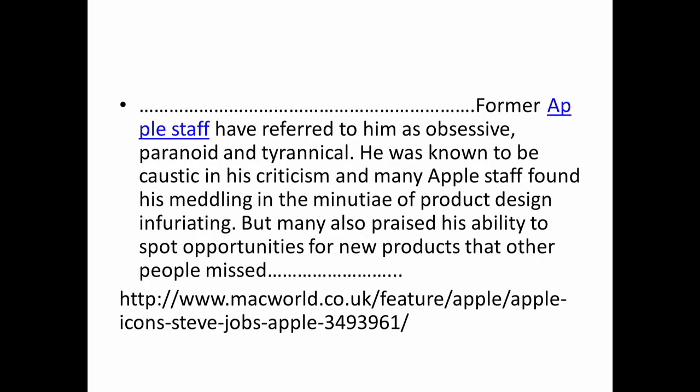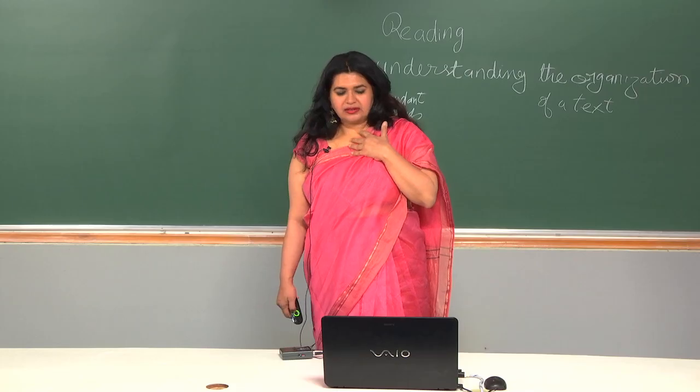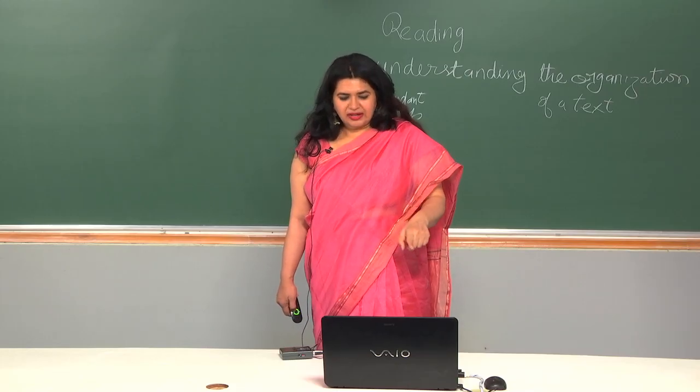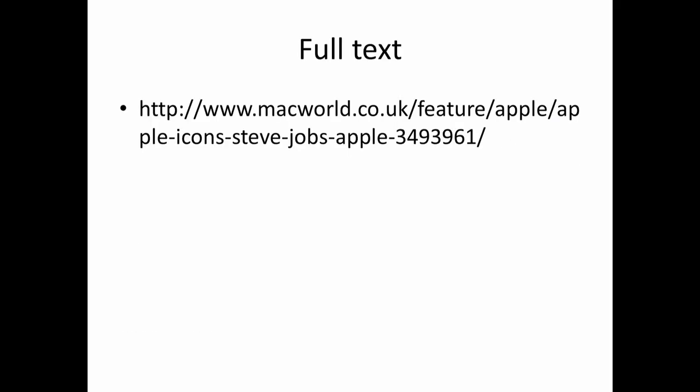So, I hope you understand the signal words. If people are referring to him as obsessive, naturally the earlier sentence has got to be something negative, but there is a contrast here in the last line, but many also praise it for what? So, there has to be something positive. So, look for that. So, these are the signal terms, and the full text of this passage is available on this link.